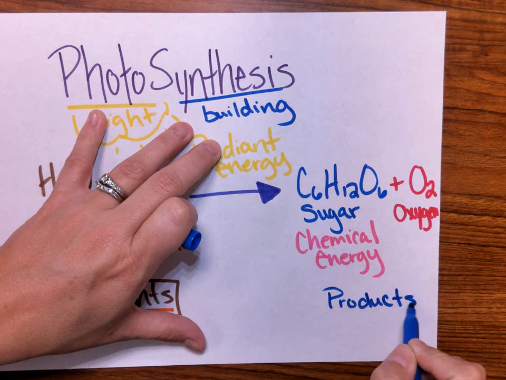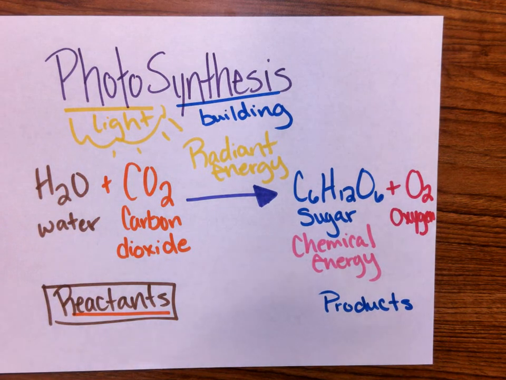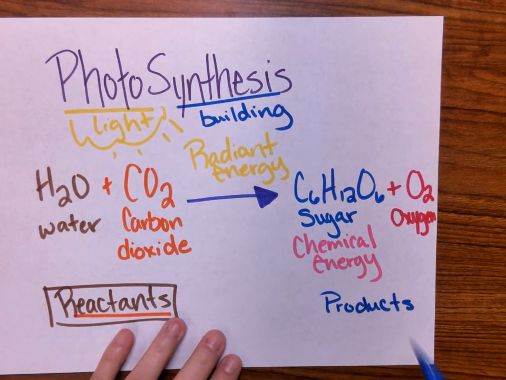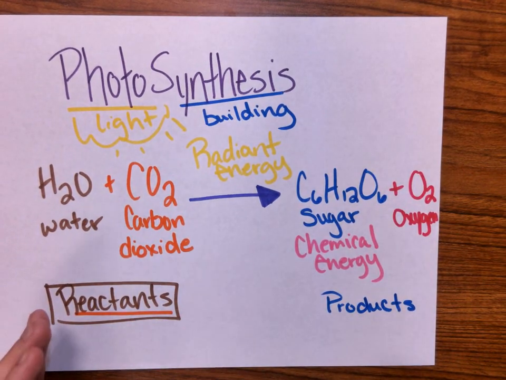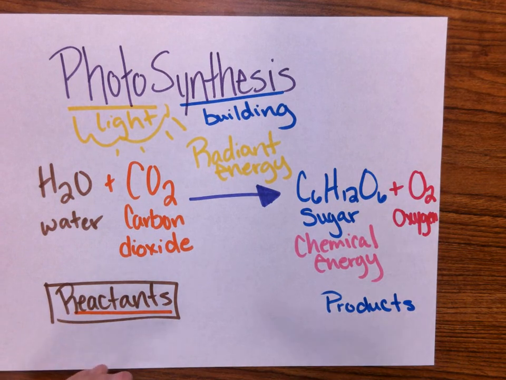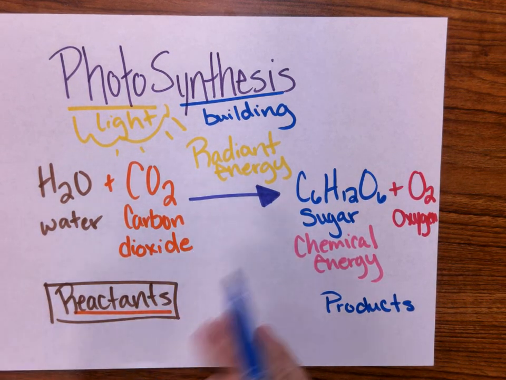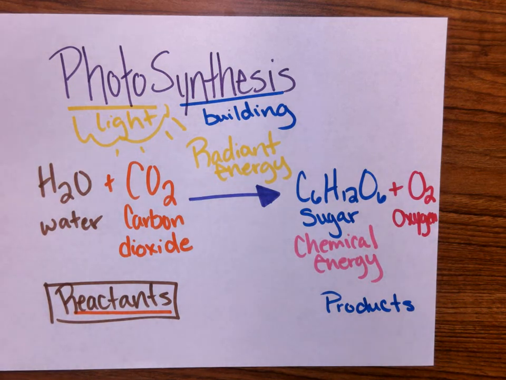Just like Frito-Lay makes Fritos and Cheetos, that's their product. They need raw ingredients like corn and flavoring. So if you think of this as the raw ingredients, the reactants, gives you the products, then sugar and oxygen are what the plant is making.